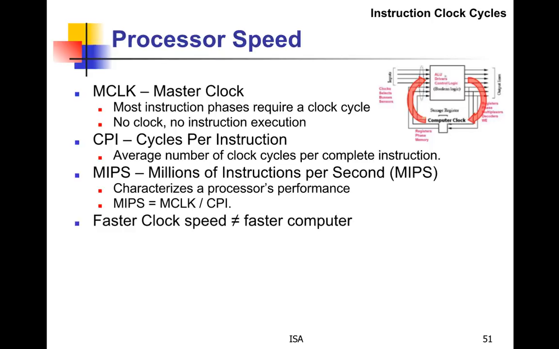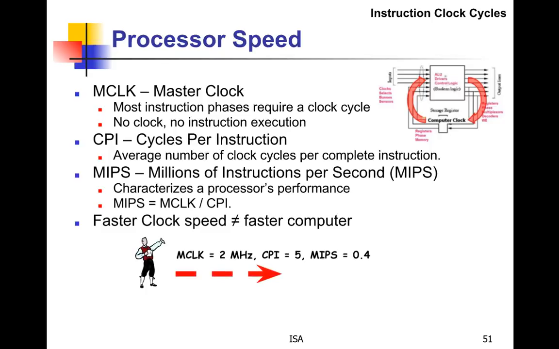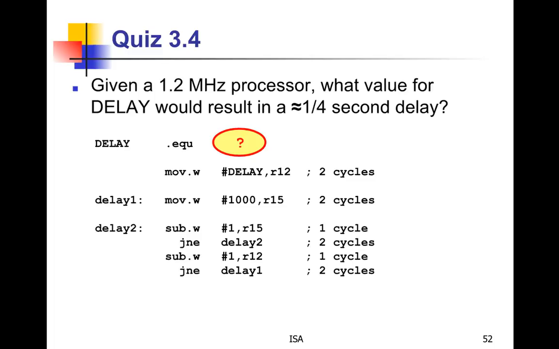So faster clock speed does not necessarily mean faster computer. For example, if we had an M clock of 2 megahertz, cycles per instruction of 5, the MIPS is 0.4. If we had an M clock of 1 megahertz, cycles per instruction of 2, the MIPS is 0.5. So that would be better.